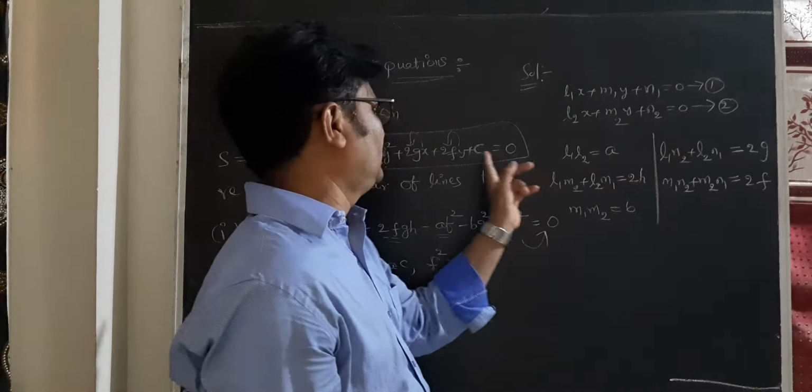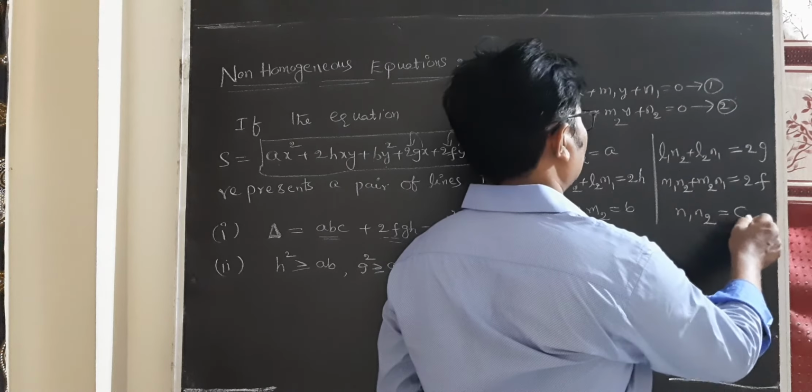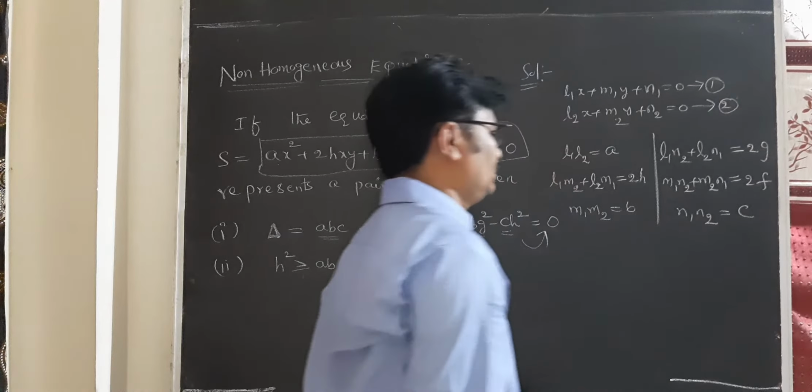This is the constant n1 into n2. Undoubtedly we are taking it as the constant. This is n1 n2, and n1 n2 is the constant.